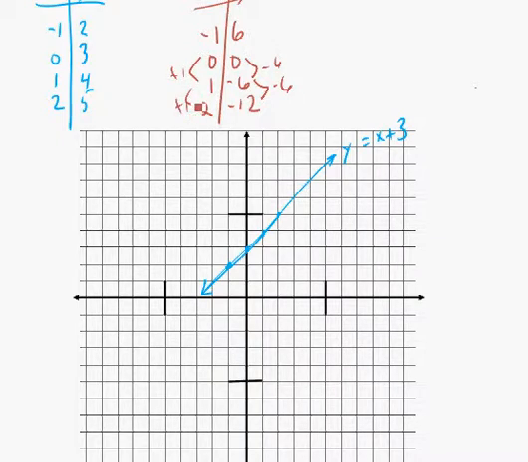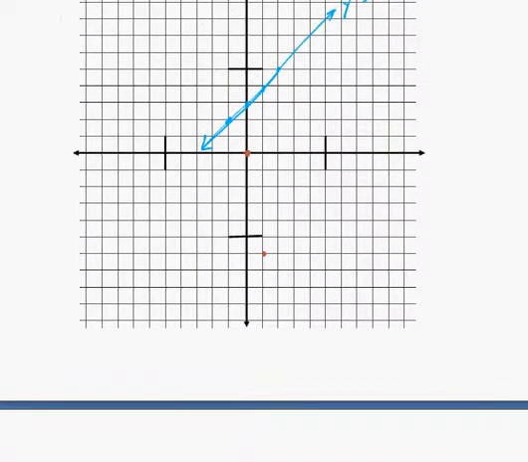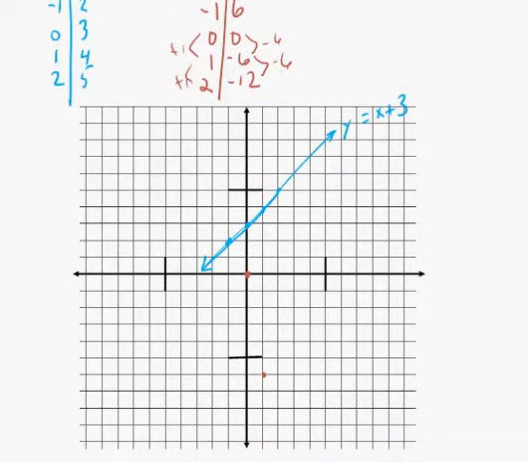Now, 0, 0 is here at the origin, 1, negative 6 here, 2, negative 12 would be slightly off the grid around here, and negative 1, 6 is here. Once again, our points lie perfectly on a line. This is y equals negative 6x.